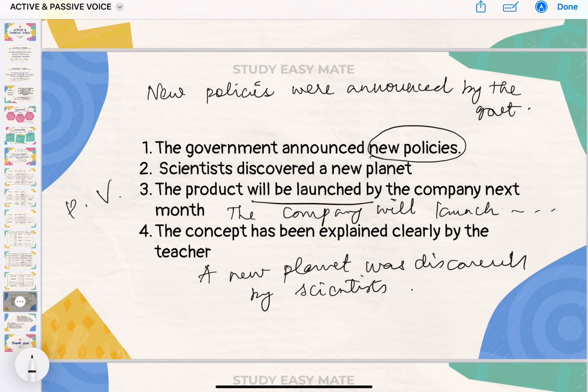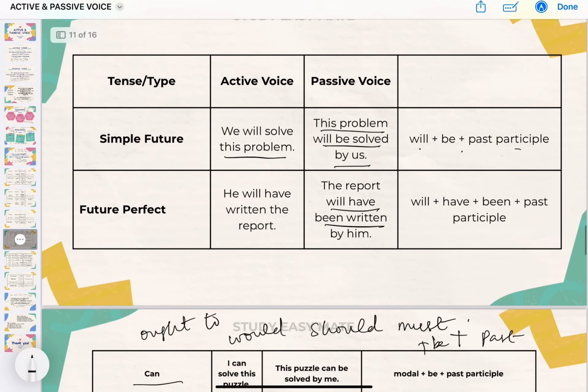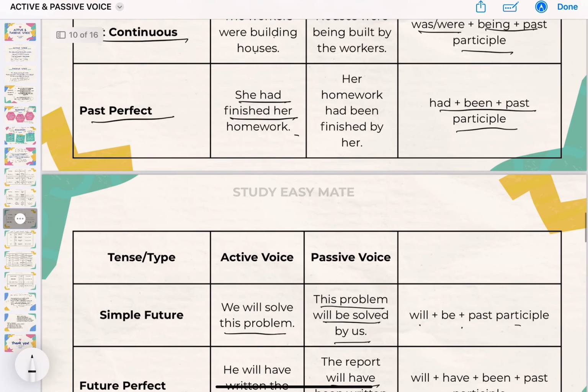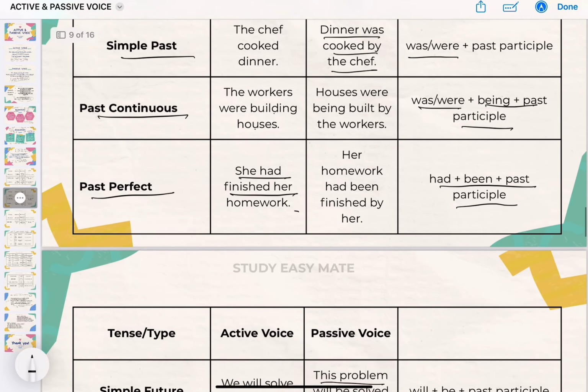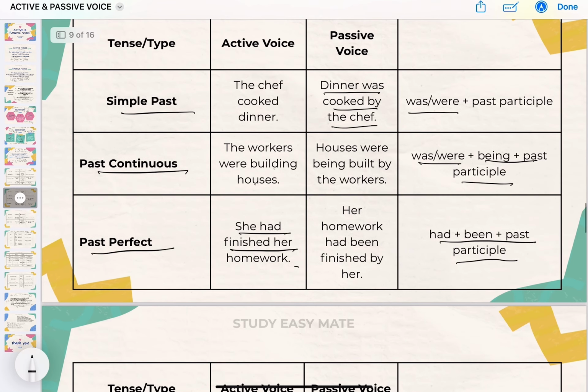Here the concept has been explained clearly by the teacher. The teacher has explained the concept clearly. In case you're stuck, where will has been explained come? Just check the tabular column. Here it is.